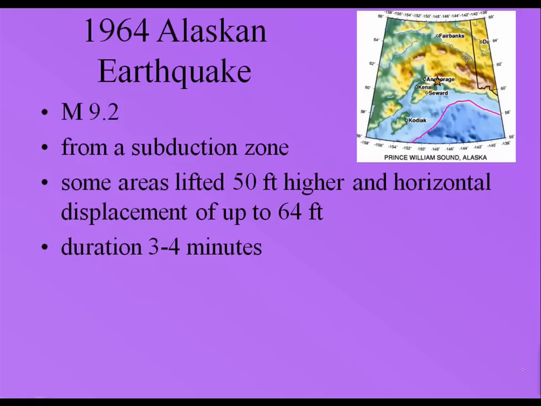The duration of the earthquake was 3 or 4 minutes, and that's huge when you consider the Northridge earthquake lasted for only about 10 to 15 seconds. The death toll was only 131. This was due in part because it was Good Friday and people were home, but also because the area was not well populated at the time.